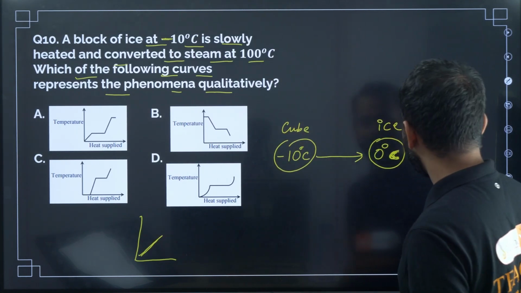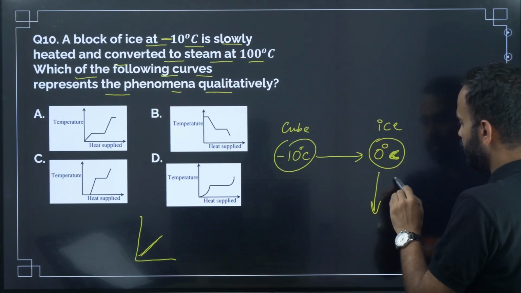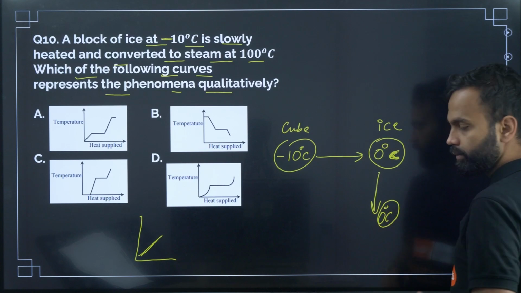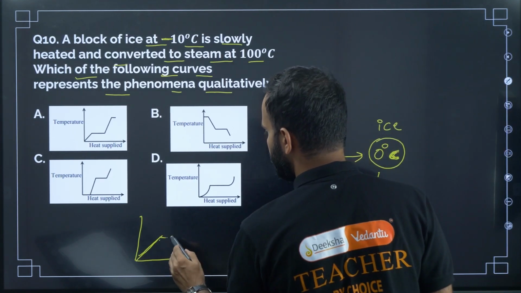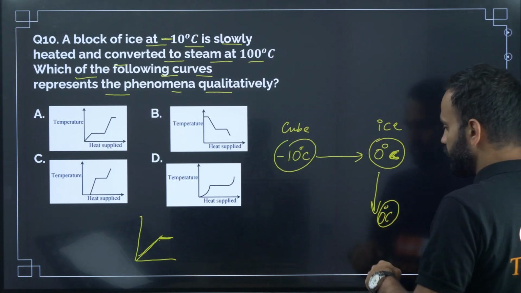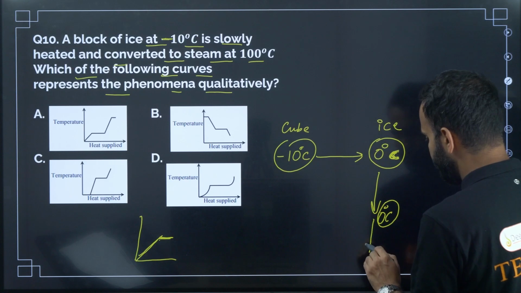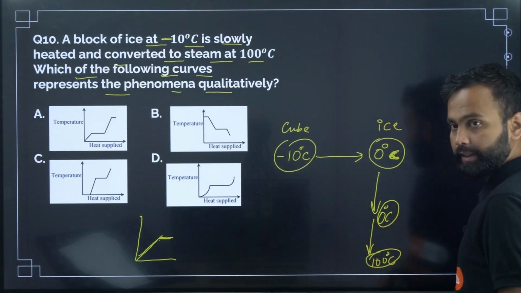Isn't it? So then ice converts into water, right? Ice converts into water at 0 degrees Celsius only, right? At 0 degrees Celsius, ice converts into water. So then again you are supplying heat and temperature is also increasing, right? Till 100 degrees Celsius.